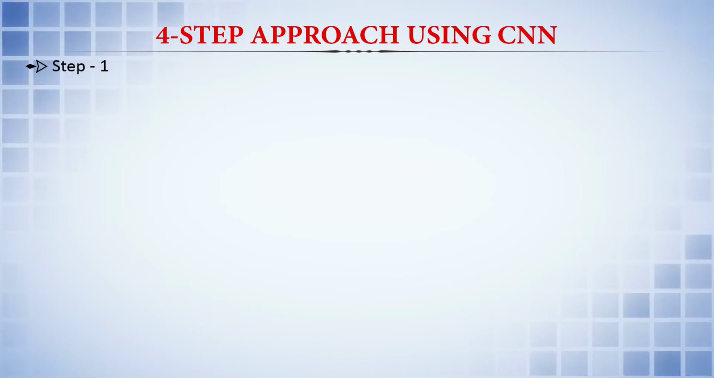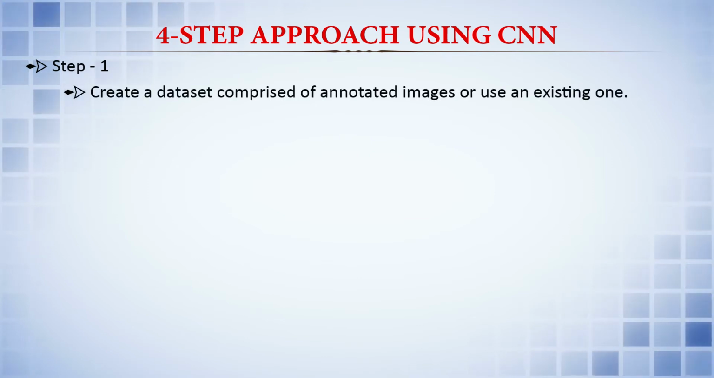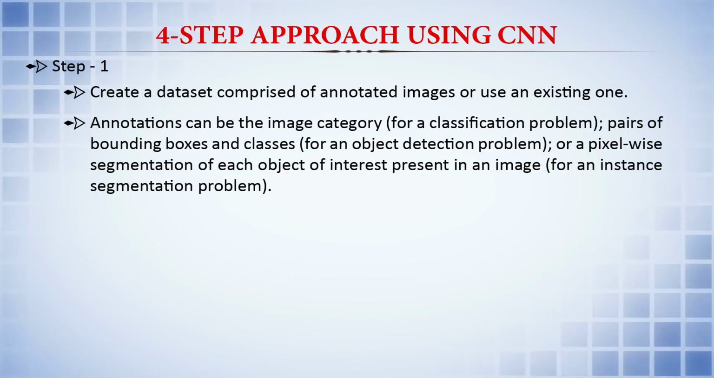In step 1, create a data set comprised of annotated images or use an existing one. So, this is the first step. Annotations can be image category, pairs of bounding boxes and classes, or a pixel-wise segmentation of each object of interest present in an image. So, this particular thing comes under step 1.